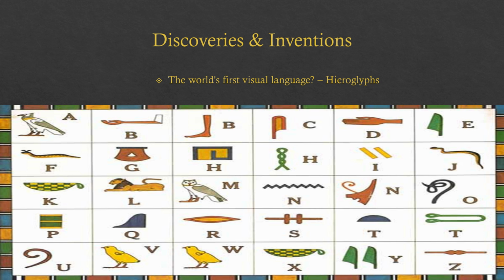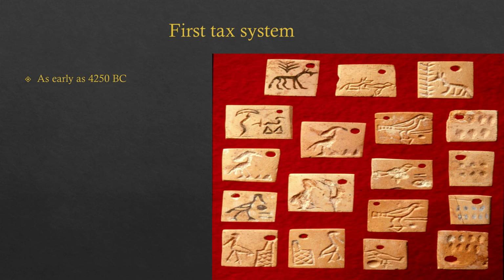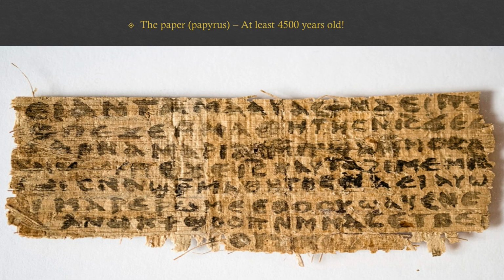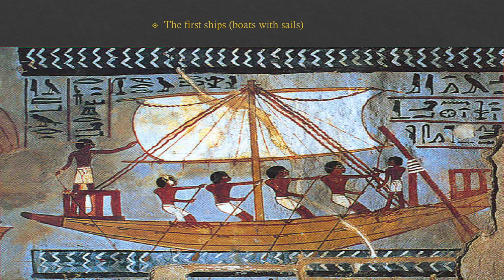Here are some great discoveries and inventions of the ancient Egyptian people. The world's first visual language, the hieroglyphs. The world's first tax system. It could be as early as 4250 BC. The paper or papyrus. It is at least 4500 years old. The first ships, that is boats with sails.